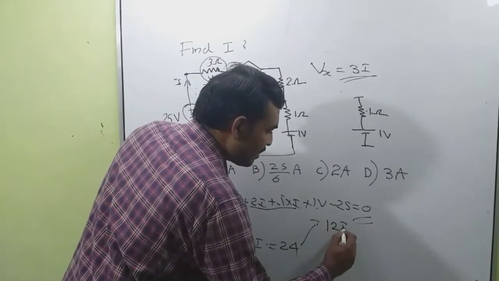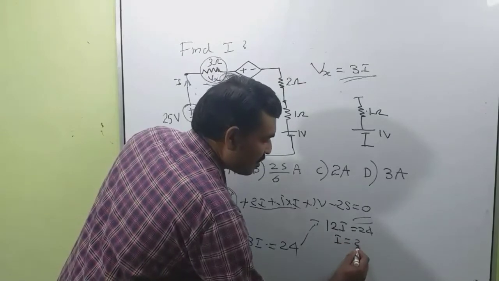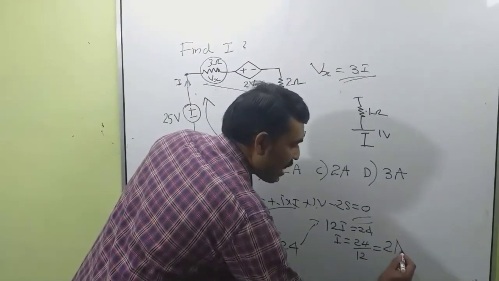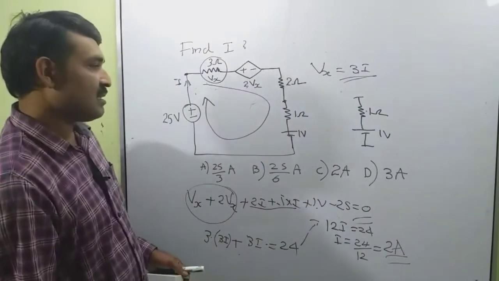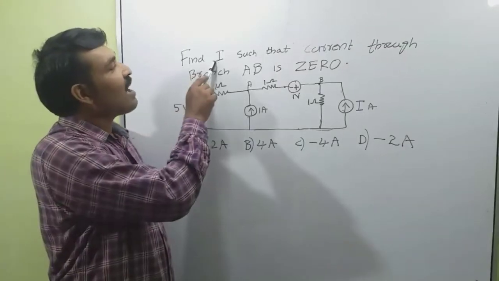12I is equal to 24. I is equal to 24 divided by 12. That is equal to 2 ampere. So our answer is C. Right. Find the value of I.